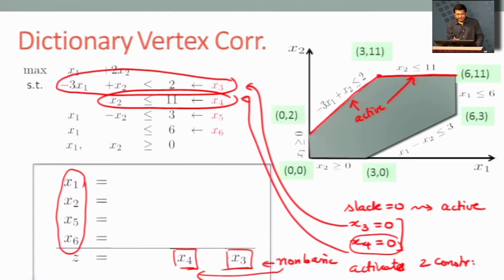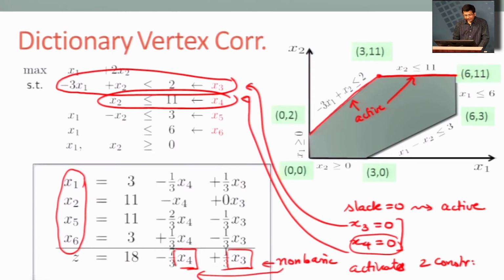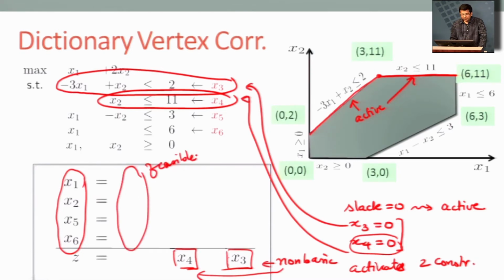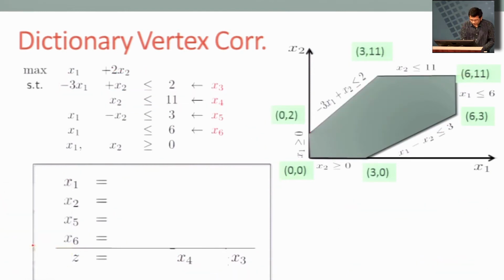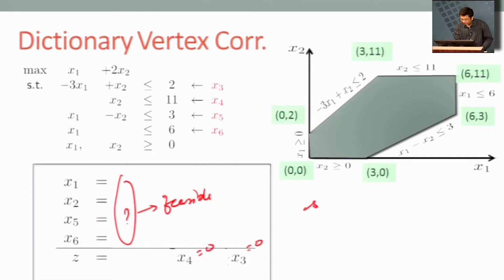Second thing, if we go back for a second, I'll bring back the numbers. We see that the dictionary is feasible. So the solution that was represented by this dictionary, whatever it was, was feasible. The solution is feasible, and it activates two constraints in the original problem.